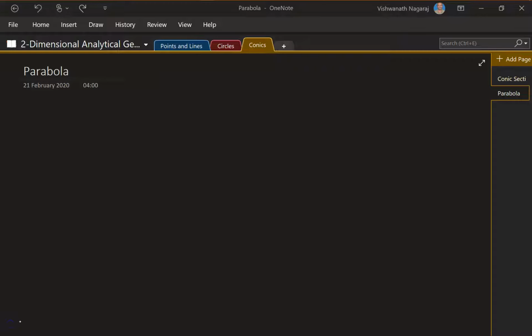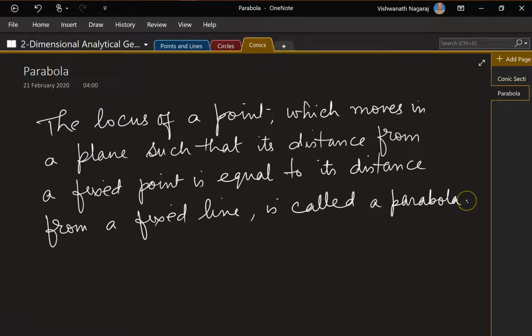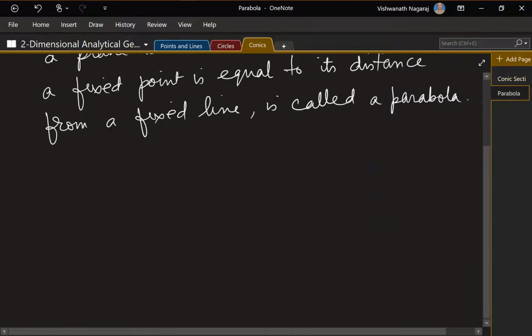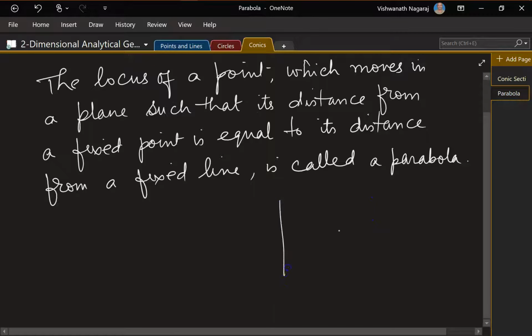Parabola. Let's look at the definition. The locus of a point which moves in a plane such that its distance from a fixed point is equal to its distance from a fixed line. Which means you have a fixed line, you have a fixed point, and the locus is such that the distance, this one, is equal to this.